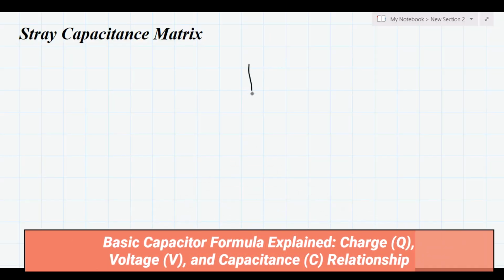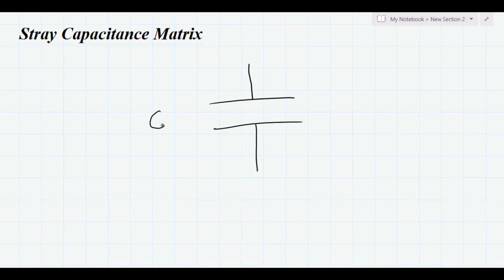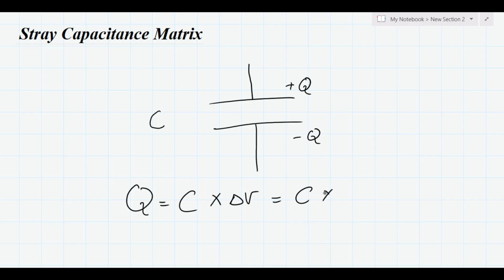Let's start by imagining a simple capacitor. The capacitance value is C. We have a positive charge, plus Q, on one plate and a negative charge, minus Q, on the other plate. And we know the relationship between the charge Q, capacitance C, and the voltage difference between capacitor plates, or more specifically, C multiplied by V plus minus V minus, where V plus is the voltage on the positive side, and V minus is the voltage on the negative side of the capacitor.